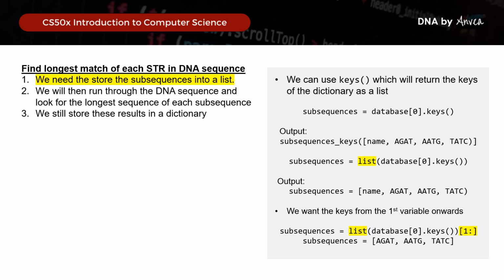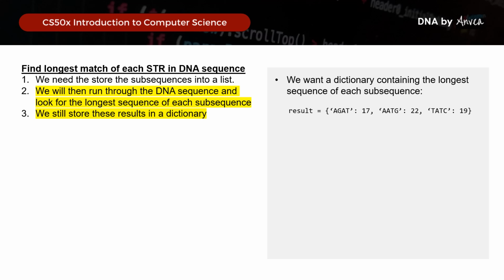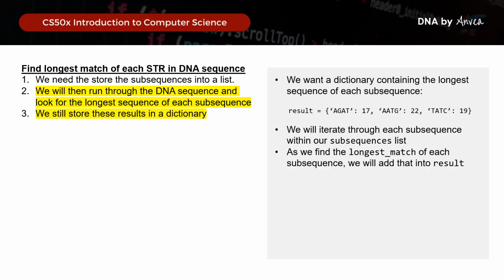So now that we have our list of subsequences, what we want to do is run through the DNA sequence that we have, find the longest sequence of each subsequence in our list, and store the results into a dictionary. This is an example of what we're looking to extract from the DNA sample. It will be a dictionary called result, and it will list down the longest consecutive run of each STR. To do so, we need to iterate through each subsequence that we have extracted, and find the longest match for each one.